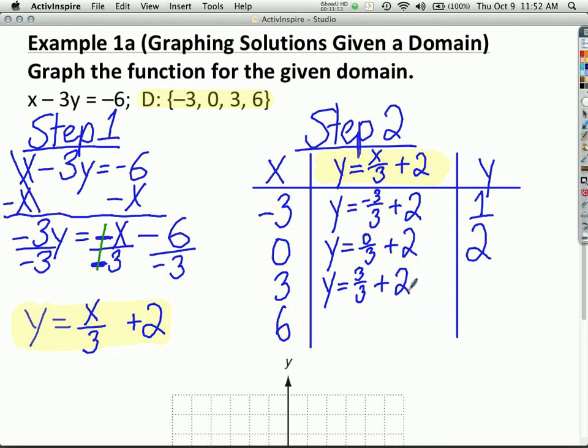Good. Keshape, what is it? Laurel, do you agree? Yeah, that's a 3. Very good. Now plug in the 6. Y equals 6 divided by 3 plus 2. Chanel? Cheyenne, do you agree? Yeah, it's 4.